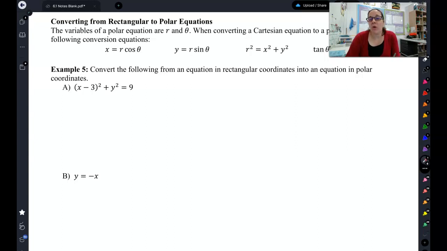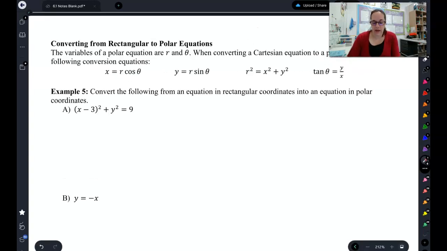Now, converting equations is a lot less straightforward than converting points. For your reference, I have included all of our most important equations that we talked about in the last video up at the top. x equals r cosine theta, y equals r sine theta, r squared equals x squared plus y squared, and tangent of theta equals y over x.